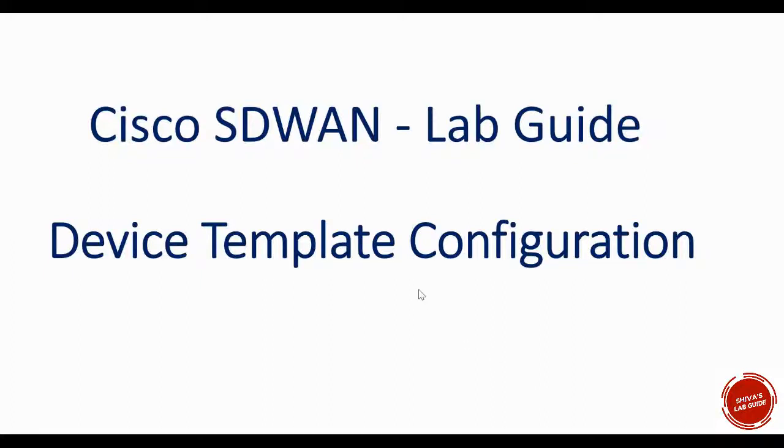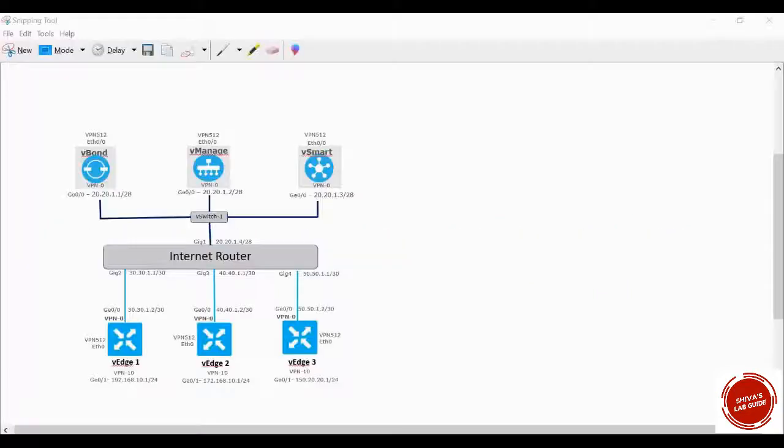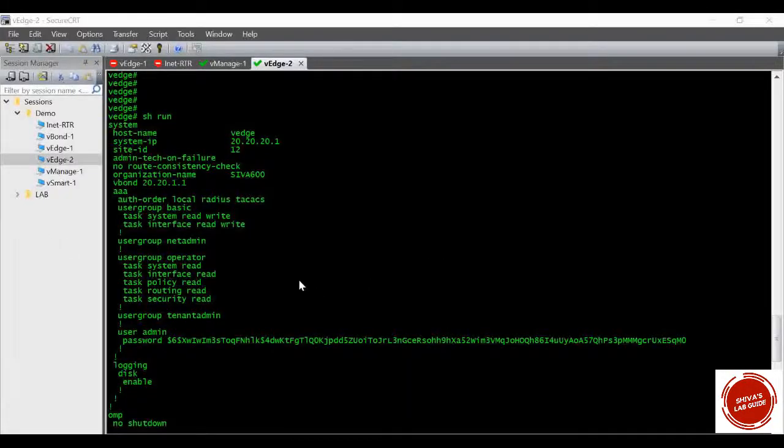Hi guys, in this video I'm going to show you how to configure a device template and push that configuration template to a selected vEdge router. So in our topology I'm going to push the config to vEdge 2 in this lab. So this is my vEdge 2 configuration.